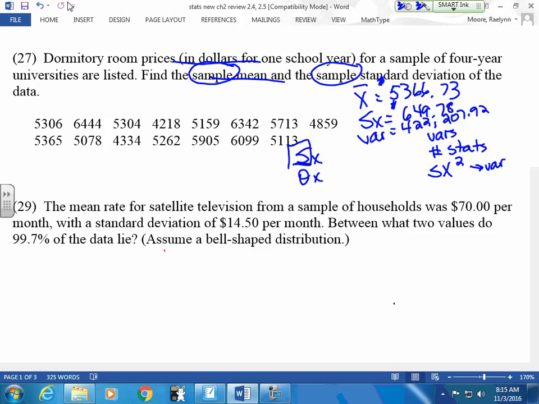If this said population, if this was a population, X bar would still be your mean. Which one is your standard deviation for population? The sigma X, right? This is your population standard deviation. Make sure you use the right one. And it's got an O, kind of think of it like that. Okay. The second one, this one's trickier.